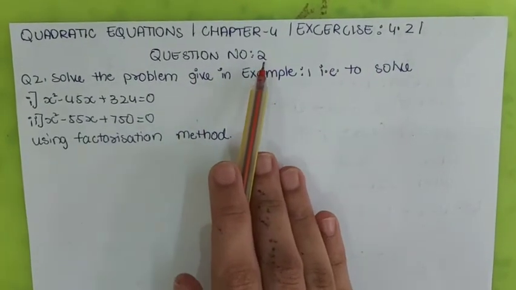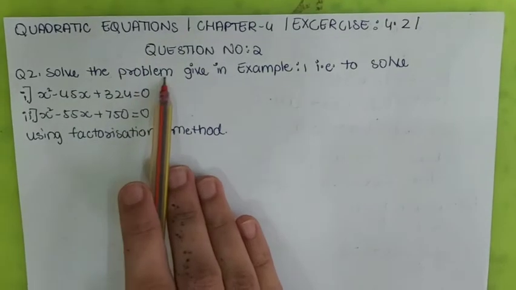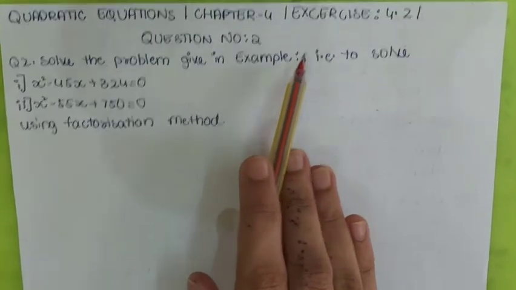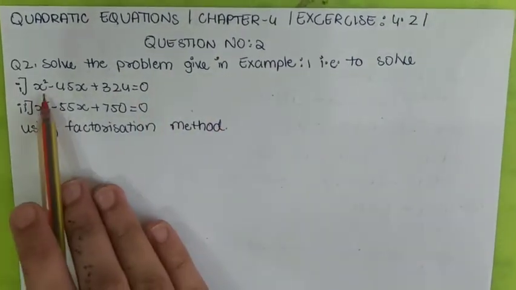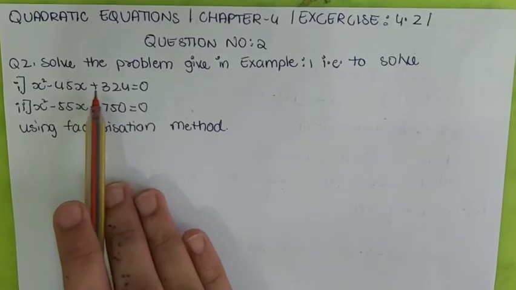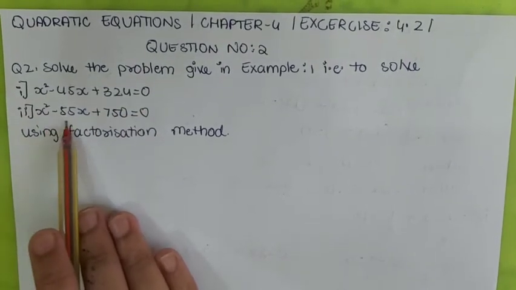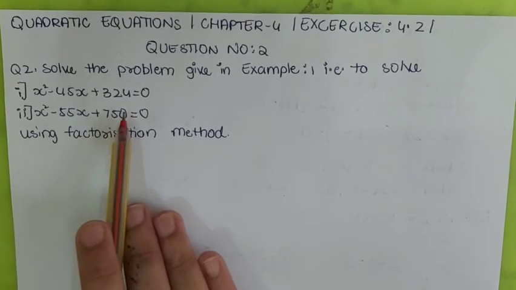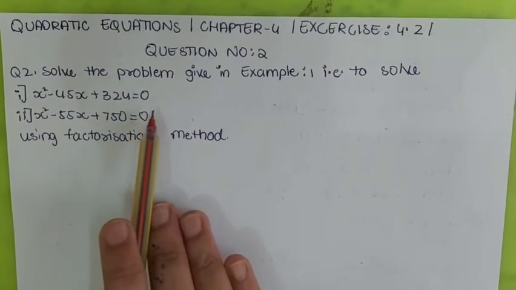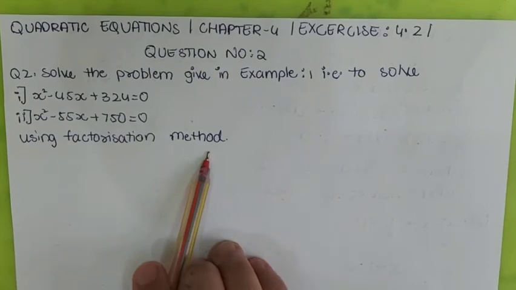In this video we are going to learn quadratic equations, chapter 4, exercise 4.2, question number 2. Now let's read the question. Solve the problem given in example 1, that is, solve x square minus 45x plus 324 is equal to 0 and x square minus 55x plus 750 is equal to 0. We have to solve this by the factorization method.